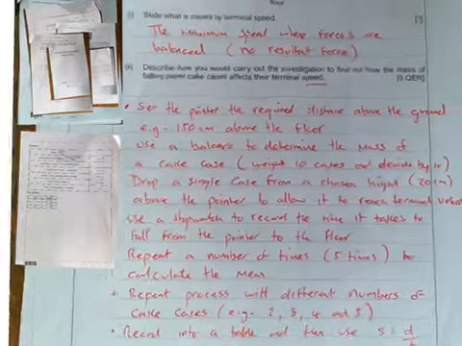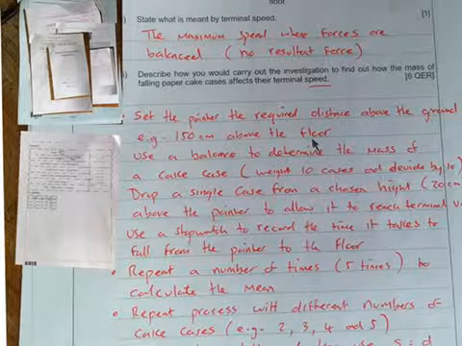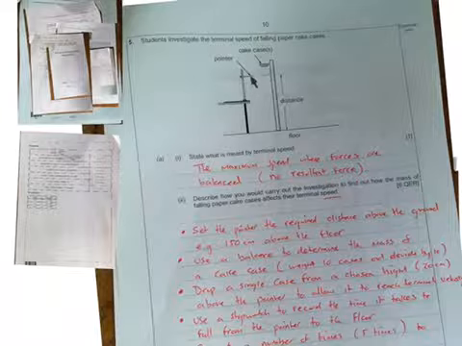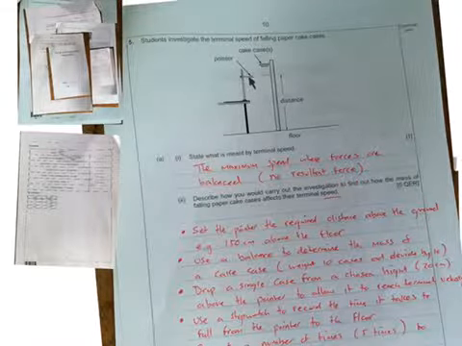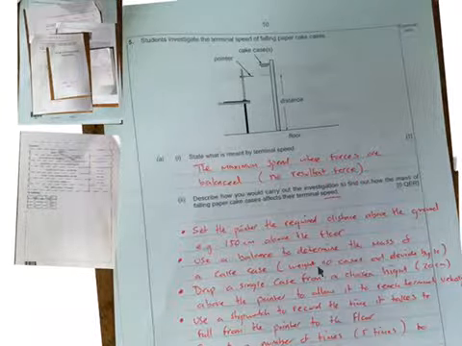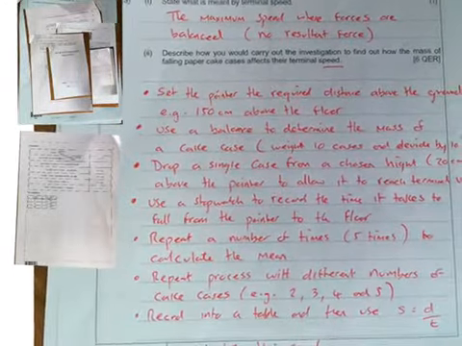So I've said set the pointer to the required distance above the ground. For example, 150 centimeters above the floor. Okay, so that's the first thing you do. So this thing here, the pointer, is the point at which you start measuring. You start that timer. Use a balance to determine the mass of the cake case. So you could weigh 10 cake cases, and divide by 10 to get one, or you could do one at a time.